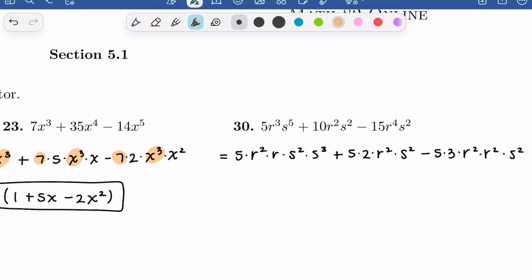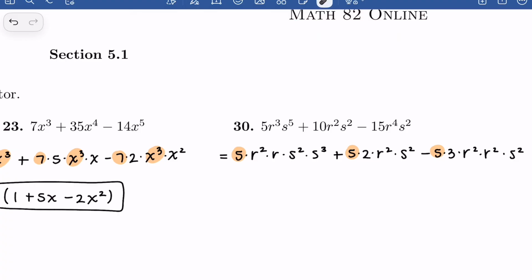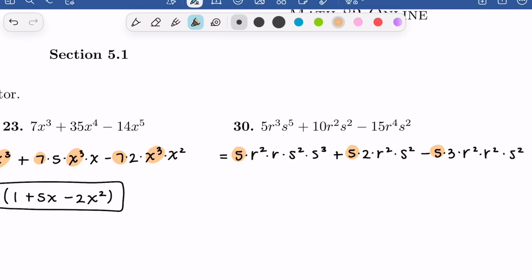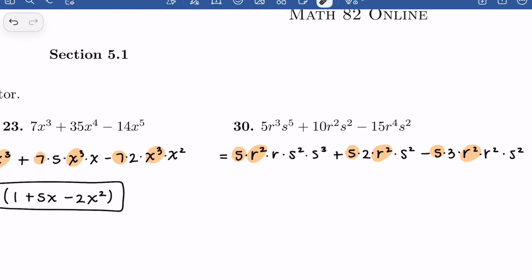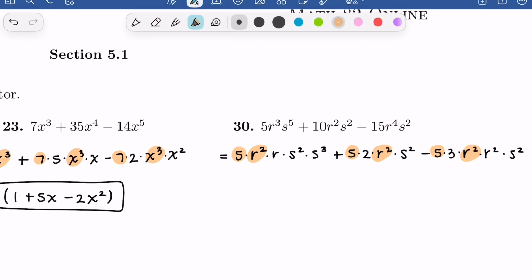So let's see what our greatest common factor is. Each of these terms shares a factor of 5, which is what we expected since each of these coefficients is divisible by 5. Each of our terms also shares a common factor of r squared, which is again what we expected because each term has at least two factors of r. And doing the same thing for s, each term shares a factor of s squared by the same reasoning. So our greatest common factor in this case is going to be 5r squared s squared. So that's what we're going to pull out from each of our terms.